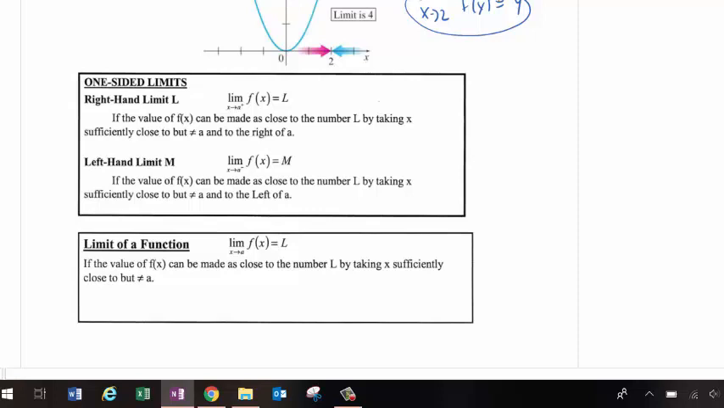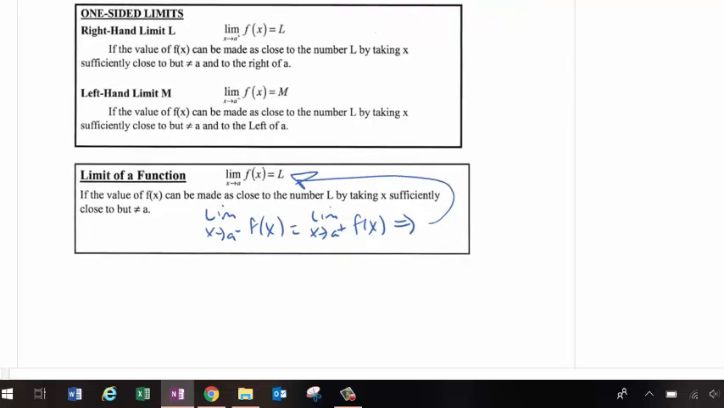So that's down here in this box. I'm just going to kind of summarize that down here. If the left limit matches the right limit, then the limit exists. They have to be the same.